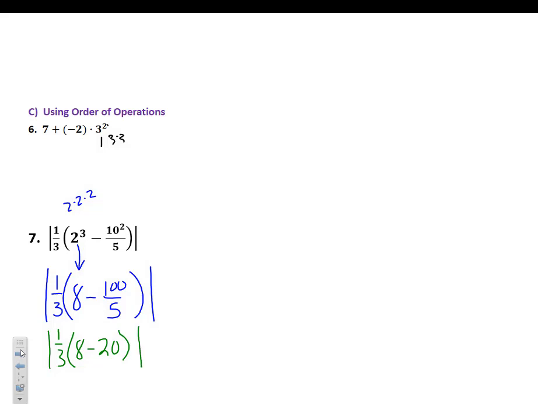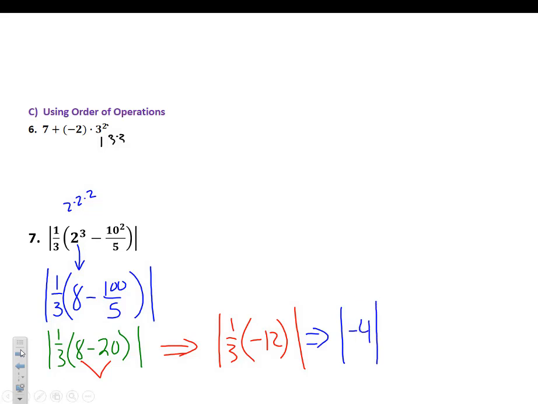And I'm taking the absolute value of that. And then I'm going to do 8 minus 20. So I'm going to come over this way. I've got the absolute value of 1/3 times 8 minus 20, which is what? That's right, it is negative 12. And 1/3 times a negative 12, we're just going to keep moving right along here. The absolute value of 1/3 times a negative 12 would be negative 4. And lastly, the absolute value of negative 4 is 4.